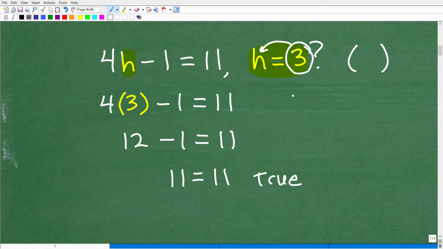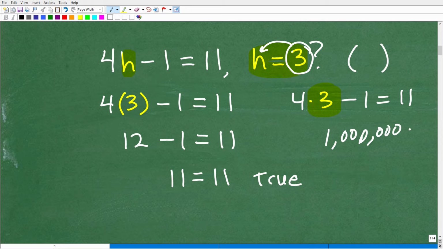Don't go like this: 4 times 3 minus 1 equals 11. Do not do this. I'm telling you right now, I've probably graded over the decades maybe a million different homework, tests, quizzes. Well, maybe not that much. I might be exaggerating. You get the point, all right? So I'm speaking from experience.